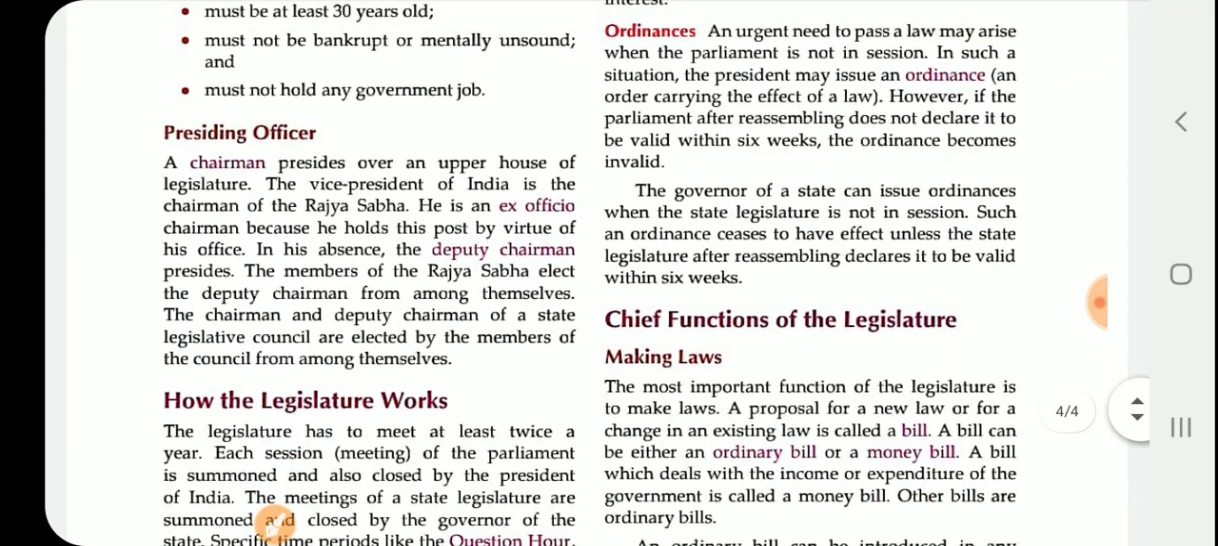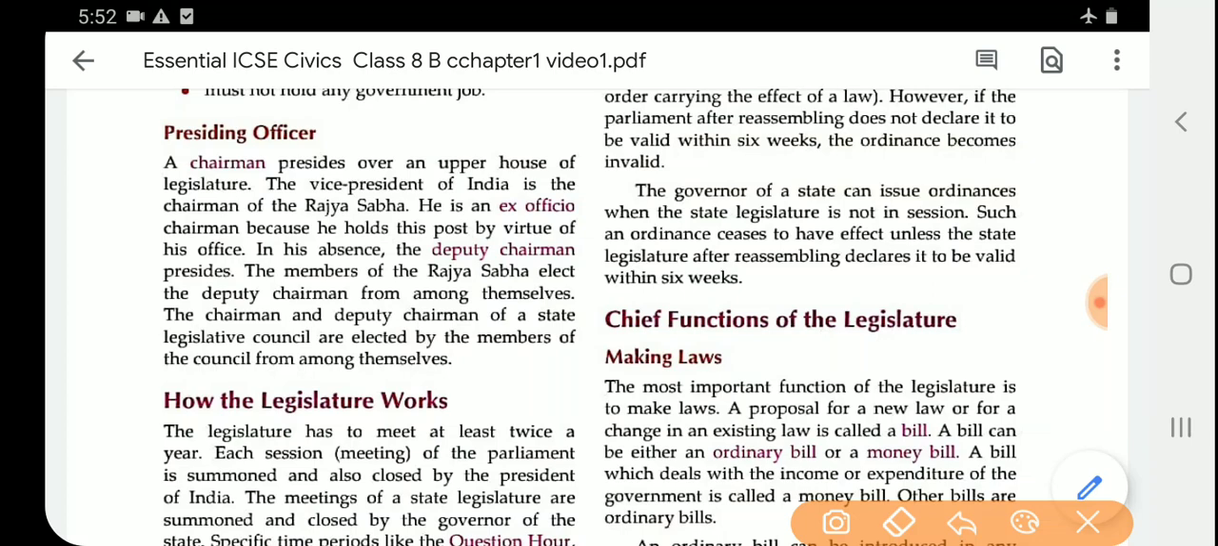Now, presiding officer. A chairman presides over an upper house of legislature. Who is presiding over? The chairman. Now, the Vice President of India is the chairman.